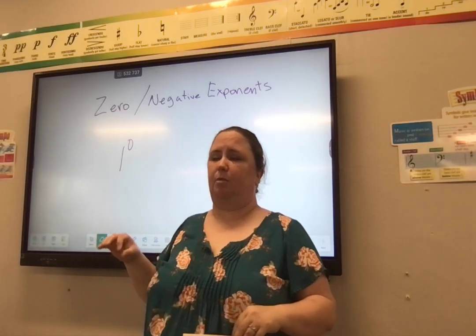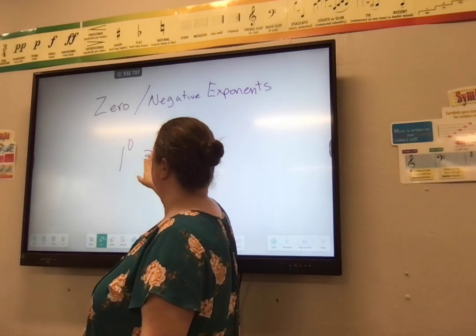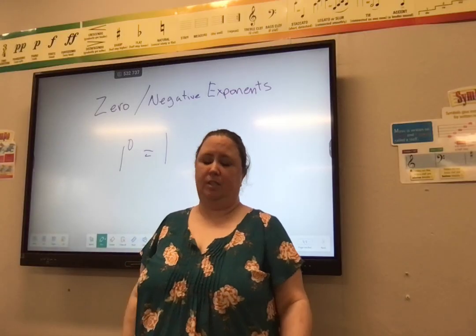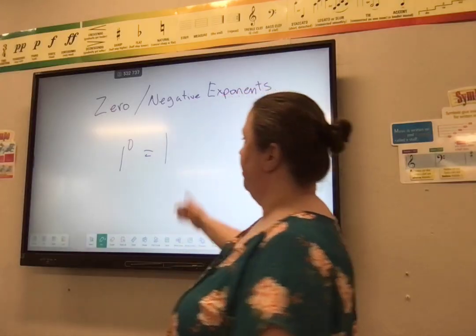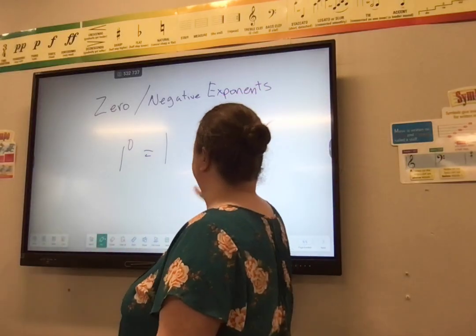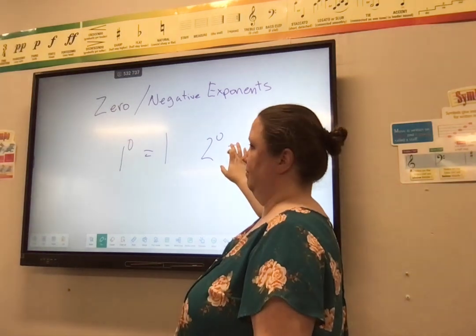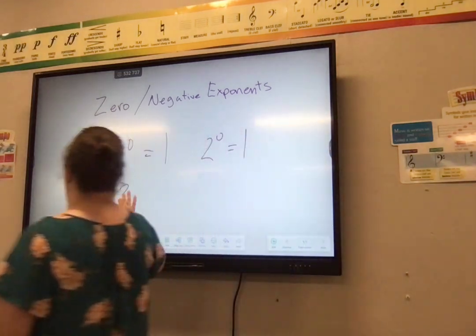However, the zero exponent has an exception rule. Any number to the power of 0 is always 1. So put that at the top of your paper, defined as 1. So if I have 1 to the power of 0, what is it? 1. If I have 2 to the power of 0? 1. If I have 3 to the power of 0? 1.